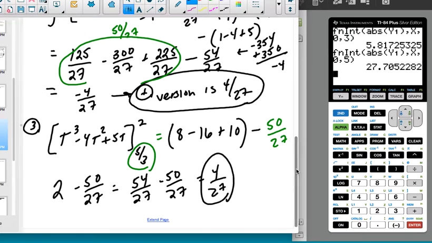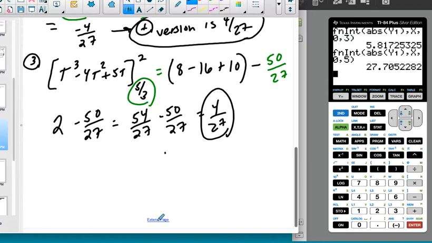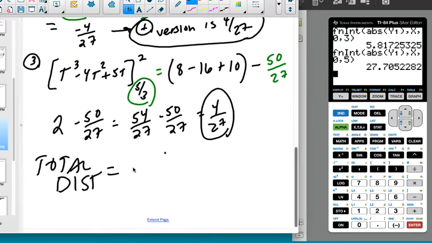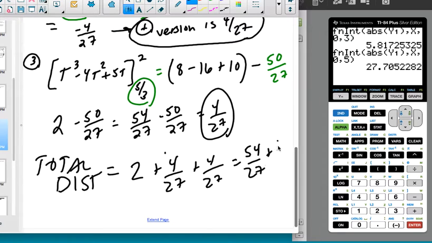It's already positive. So after all that work, it turns out that my total distance should be the value I had the first time, which I think was 2, right? So 2 plus 4 over 27 plus another 4 over 27. That's 54 over 27 plus 8 over 27. So I think my total distance is 62 over 27, and that's disgusting and not fun at all.